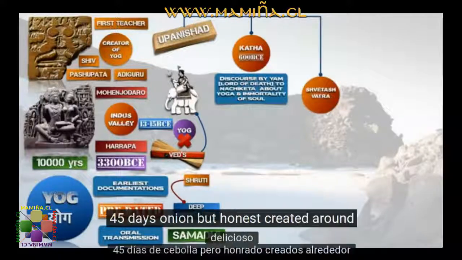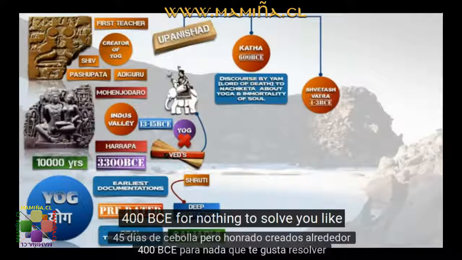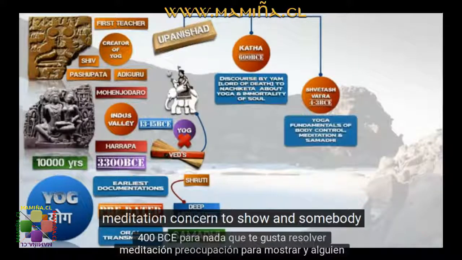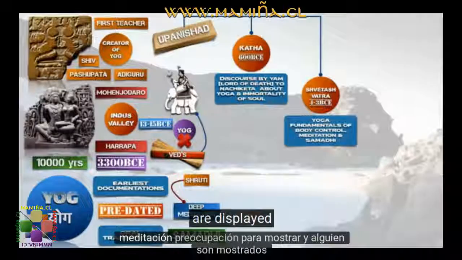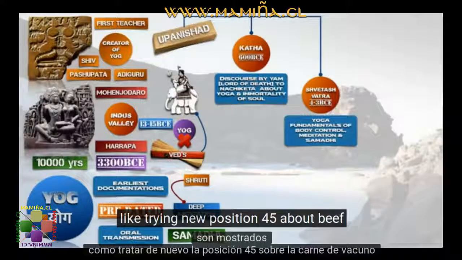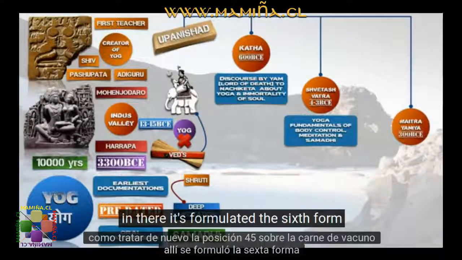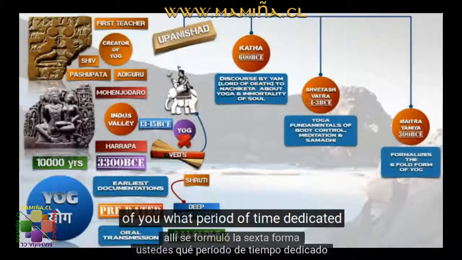Shvetashvatro Upanishad, codified date unknown, but scholars place it around 400 BCE. Fundamentals of yoga like meditation, control through posture, and samadhi are described. Maitrayanya Upanishad, codified around 300 BCE. It formalizes the sixfold form of yoga.